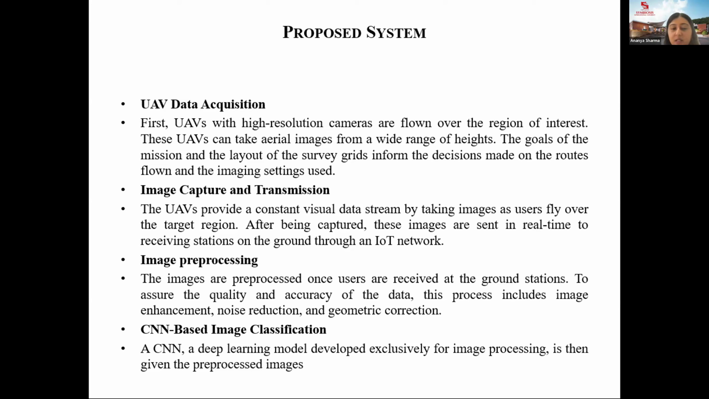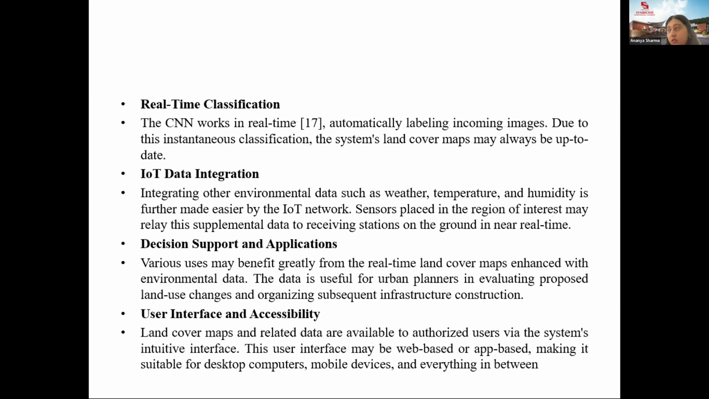Then comes the CNN-based image classification. A CNN, which is a deep learning model developed exclusively for image processing, is given these pre-processed files. Then real-time classification: since these CNN networks work in real time, they can automatically label the incoming images. And due to this instant classification, the system's land cover maps may always be up to date. That's a positive thing.